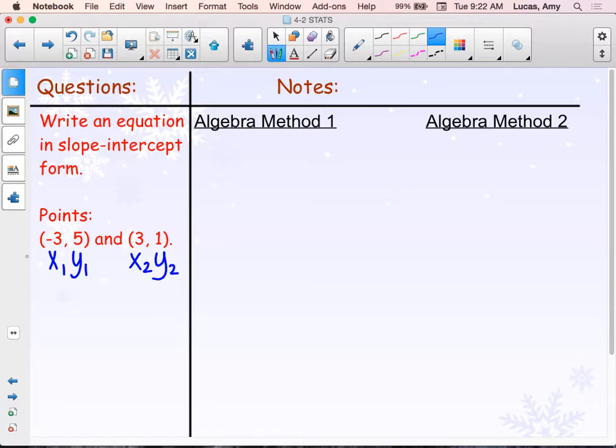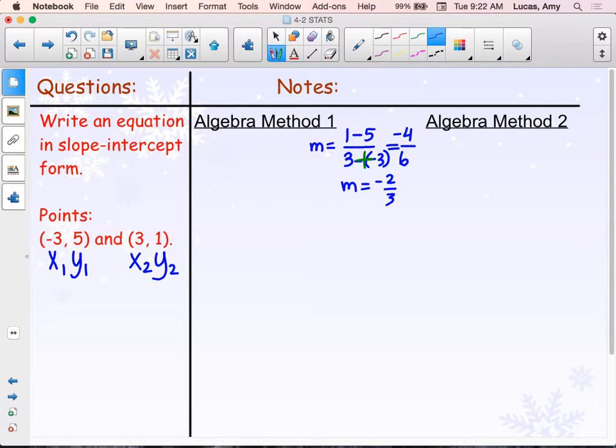For both methods, I'm going to have to find the slope. So I'm going to do the slope formula first, y2 minus y1 over x2 minus x1. So my slope, 1 minus 5 is negative 4. Then we'll have a chunky plus here. 3 plus 3 is 6. So my slope reduces to negative 2/3.